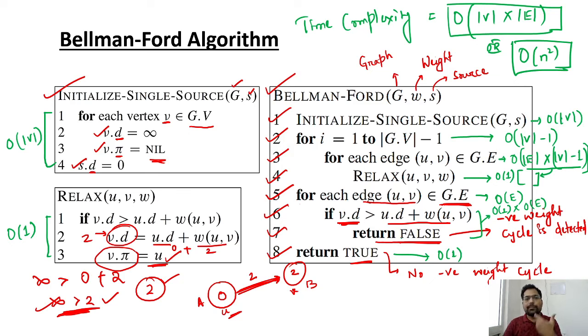So this is how we do the Bellman Ford, finding whether there is a negative weight cycle inside the graph or not. Okay, so I hope it is clearly understood by you.